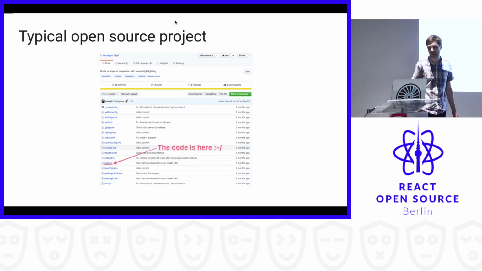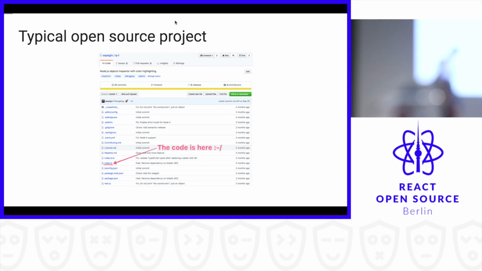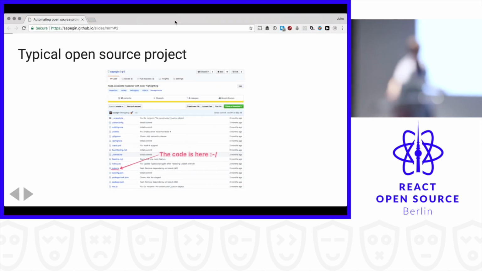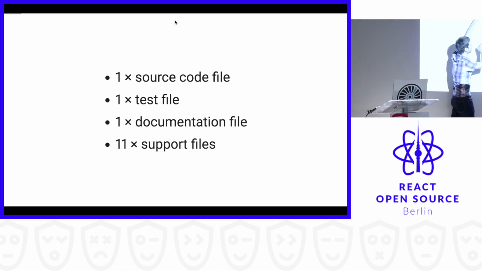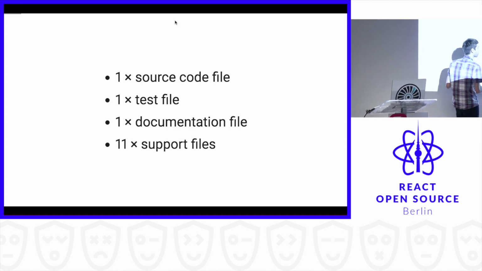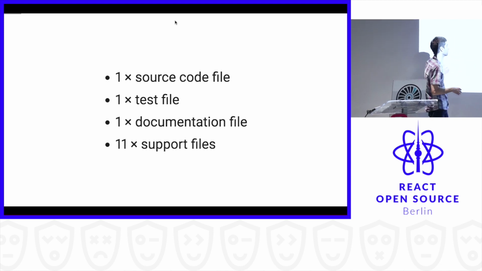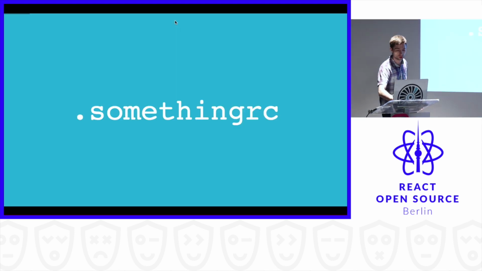So this is how many open source projects look. You have the source code here, maybe one line in this file. There are many packages like this. You have tests here, and you have documentation here. And basically, this is your project. And all the rest is files that support your development process. That is a license, contribution guidelines, but most of these files are just configuration of your tooling.